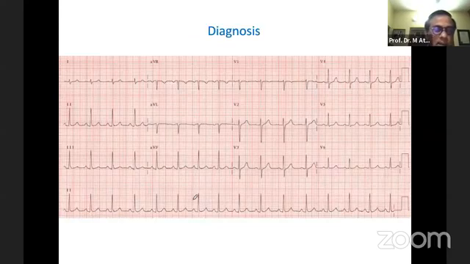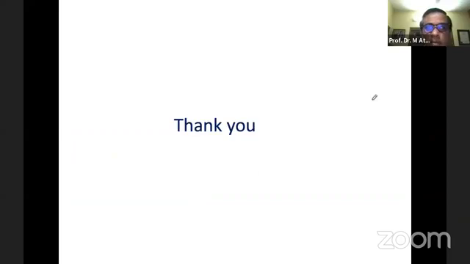Again, this is the first slide I have shown, and this is the last slide again. This is the normal ECG, and you have to see why it is normal, what the components of the normal ECG are. Thank you very much for your patient sharing.